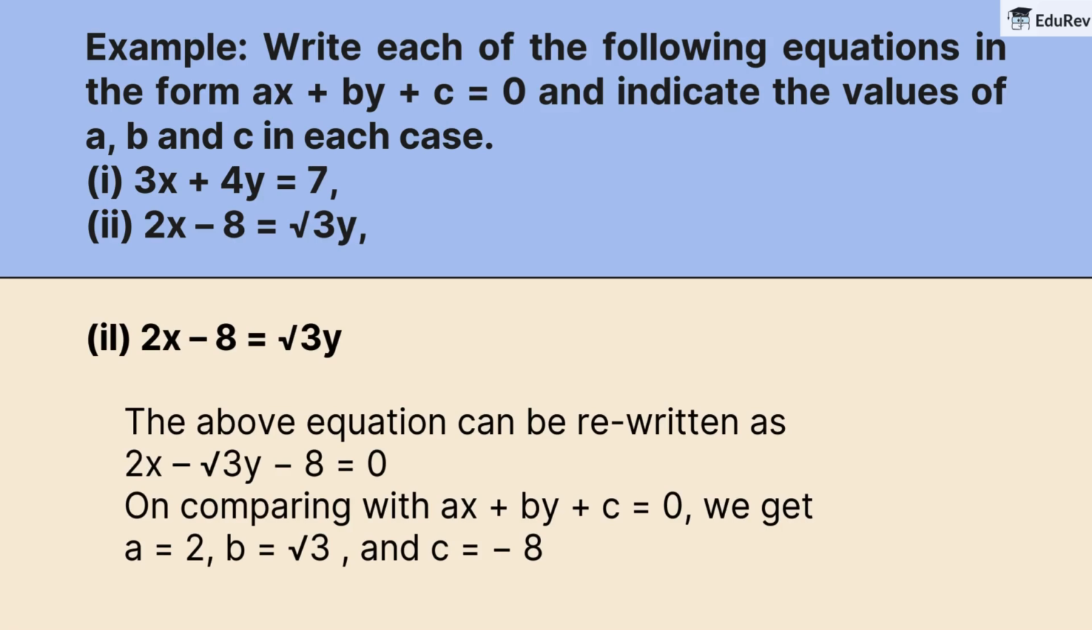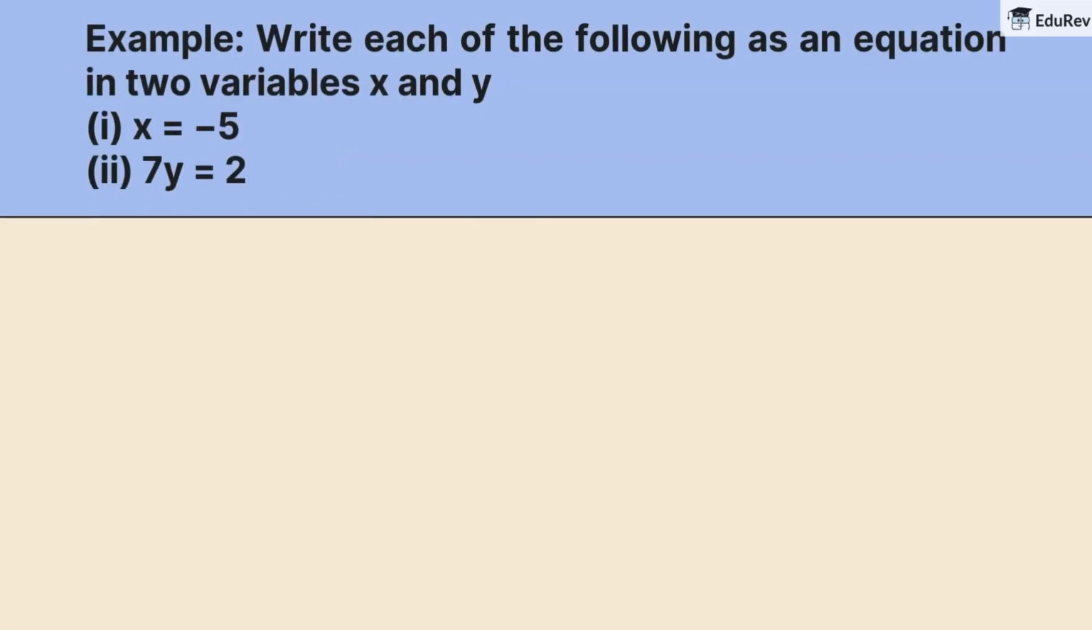Comparing with ax + by + c = 0, we find that a = 2, b = root 3, and c = -8. Now, let's write the following as an equation in two variables x and y. The first equation is x = -5, which can be rewritten as x + 5 = 0. Therefore, we have x + 0y + 5 = 0.